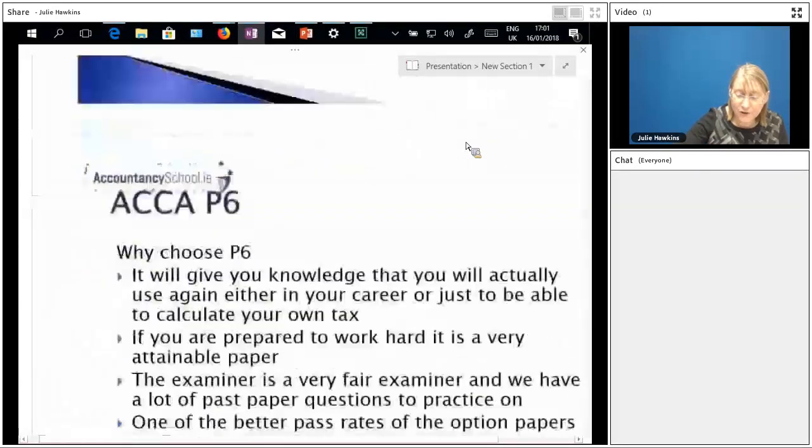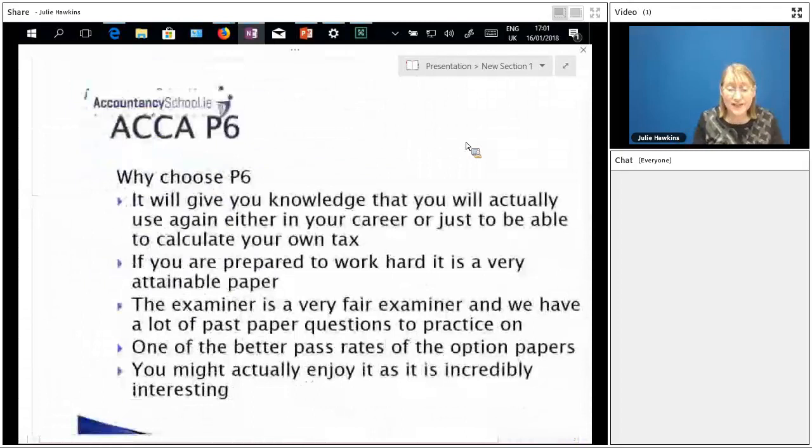Now, why choose P6? Well, P6 will actually give you knowledge that you will actually use again in your career, or just maybe to calculate your own tax. Remember, there's two things certain in this life: death and taxes. You will be paying taxes until the day that you die. So it is always good to be able to calculate your own tax.